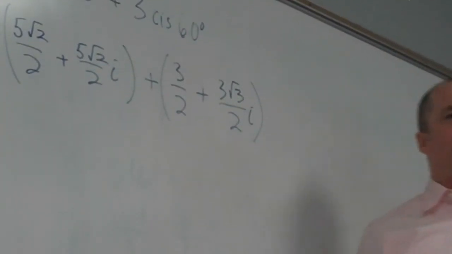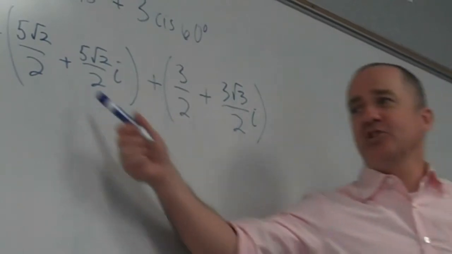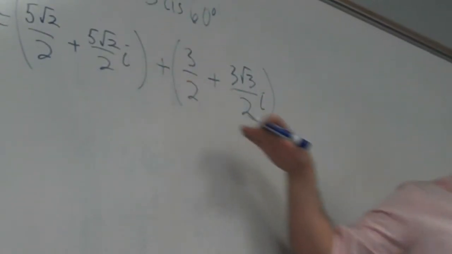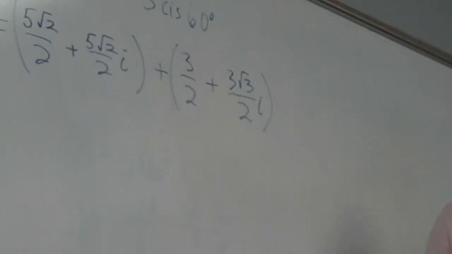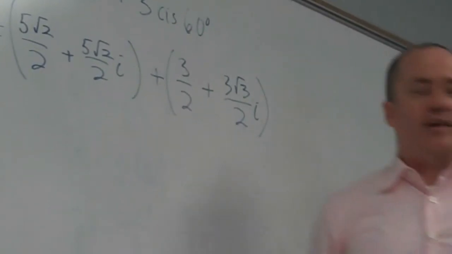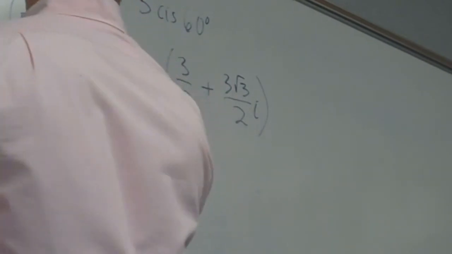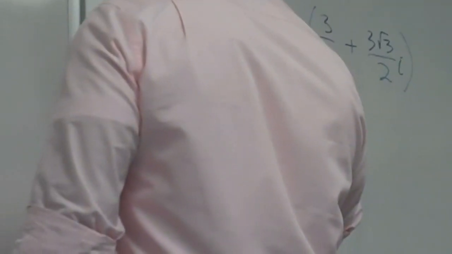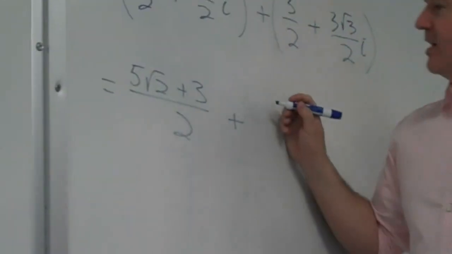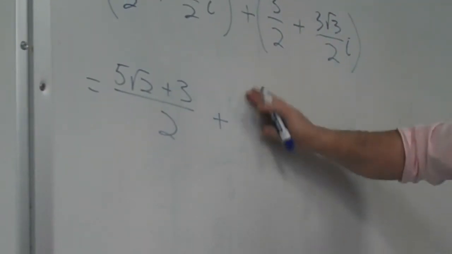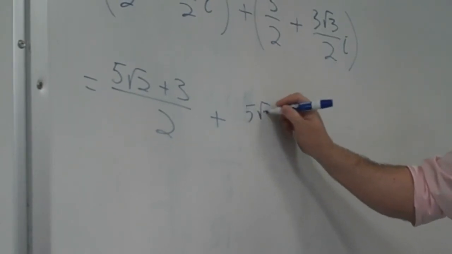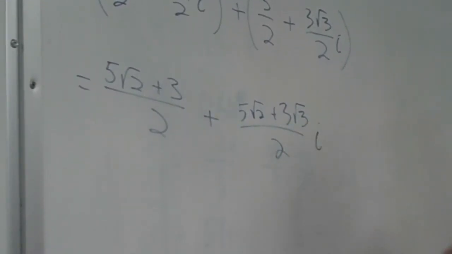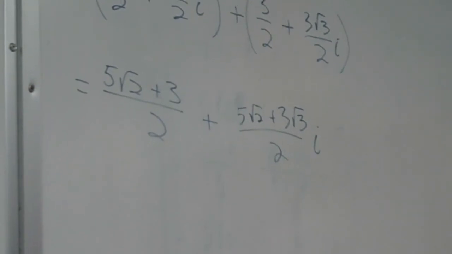And if I ask you to do this, I'm going to give you a calculator, and you're going to pull out your calculator and get decimals, and you're going to add the real and add the complex components. If I didn't give you a calculator, you'd pretty much be stuck at the 5 root 2 over 2 plus 3 over 2 plus 5 root 2 over 2 plus 3 root 3 over 2 i. Yes. So if I didn't give you a calculator, you'd be done there.